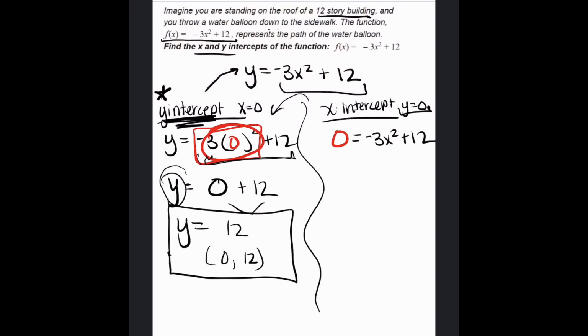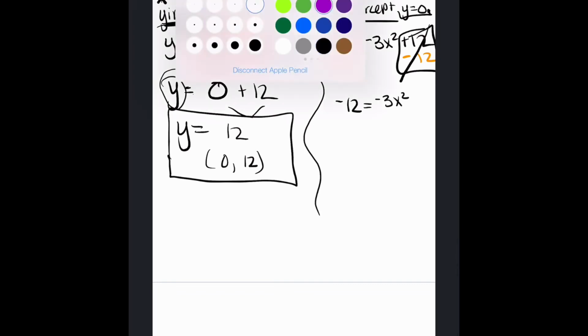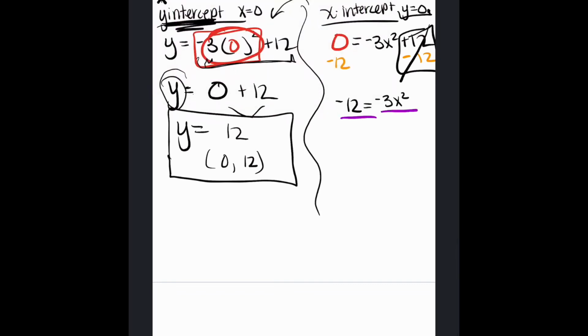I'm going to do that by first subtracting 12 on both sides, because it's the opposite of that positive 12. Then these cancel out, positive 12, negative 12 cancel. I can just bring down this negative 3x squared, bring down the equals, 0 minus 12 is negative 12. Next, to isolate the variable, I'm going to divide by the coefficient, so I have to divide by negative 3 on both sides. Negative 12 divided by negative 3 is positive 4. These will cancel, and we're left with x squared.